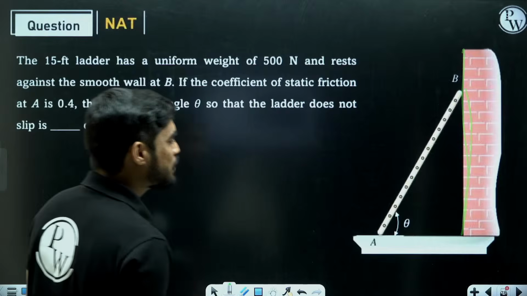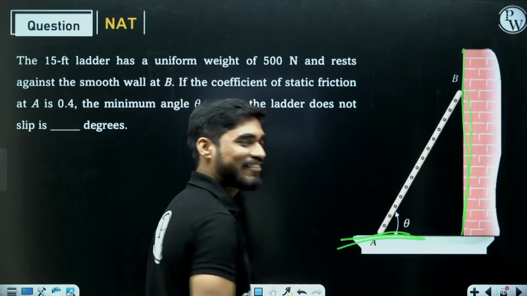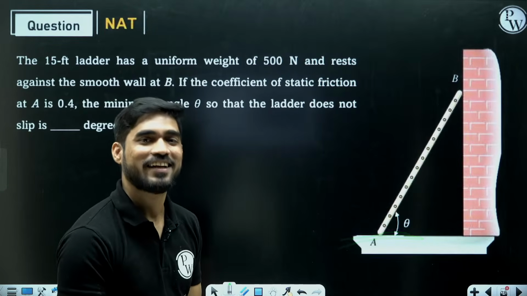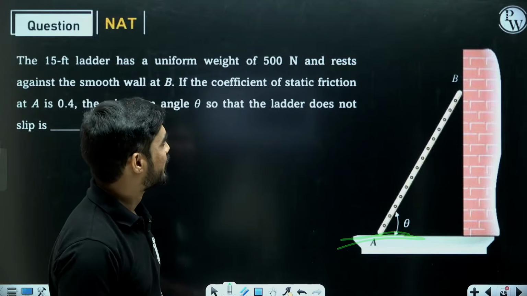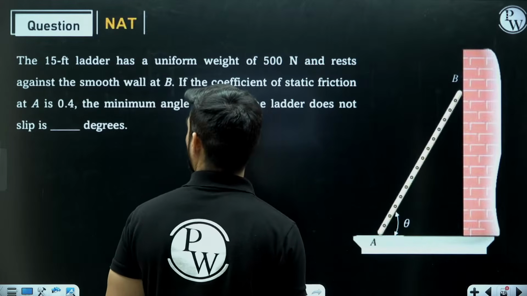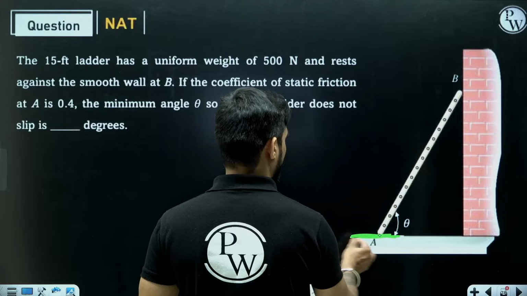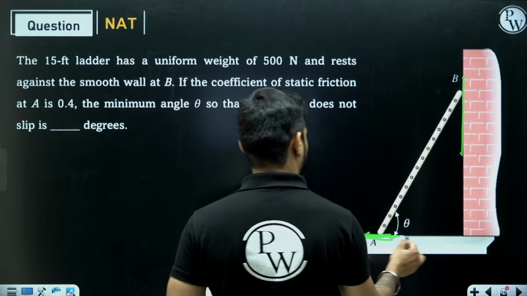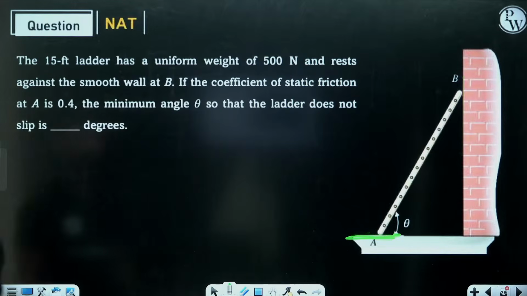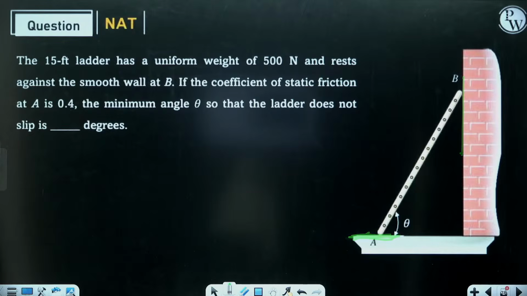It is very smooth. But you can't do that to the floor. Otherwise, beta, you will fall down. Na? You need friction on the floor. So there is friction on the floor, which is 0.4. So on the wall, friction is 0. On the floor, friction is 0.4. Now we need to find the minimum angle so that the ladder does not slip.